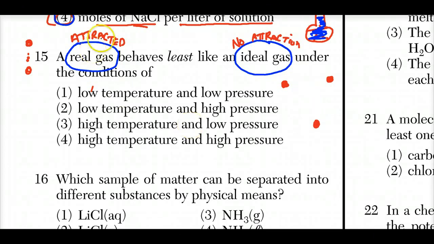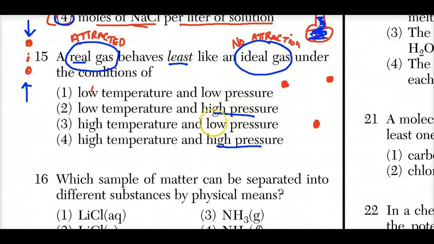So let's read the question again before I get all excited with my analogies. A real gas behaves least like an ideal gas. So least like. We want a real gas to stay real, and to have attractions. So how can I make this real gas stay like a real gas? Well, I can have them attract each other more by increasing the pressure. Increasing the pressure would push these closer together. So high pressure is what I would do here.